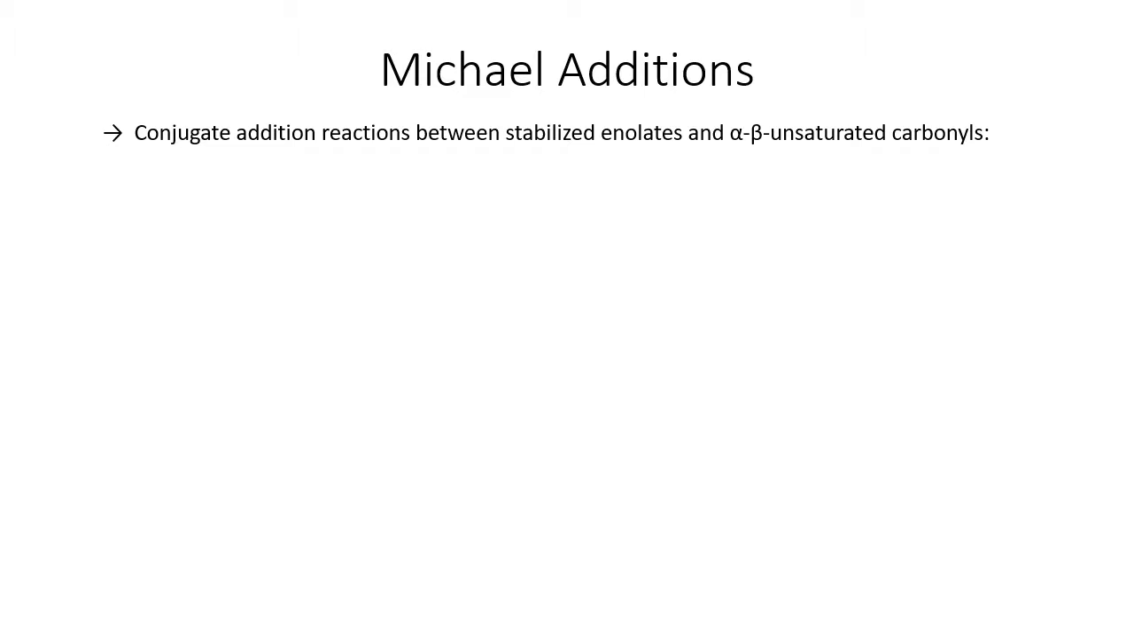So Michael additions are specific types of conjugate addition reactions between stabilized enolates, and the stabilized enolates are acting as our weak nucleophiles, and the alpha-beta unsaturated carbonyls. So for example, if we were to take a stabilized enolate, such as this beta diketone, and an enolate is when we've already removed the alpha hydrogen. So these lone pairs are stabilized by resonance between these two carbonyls.